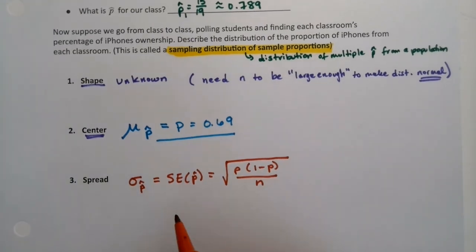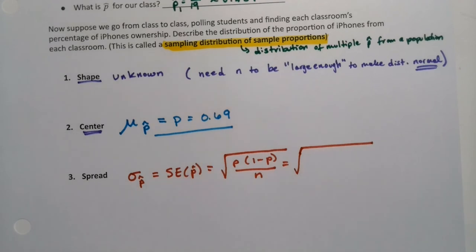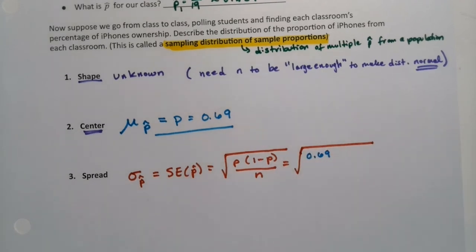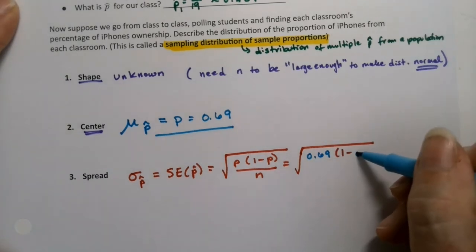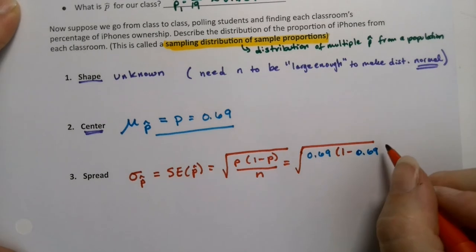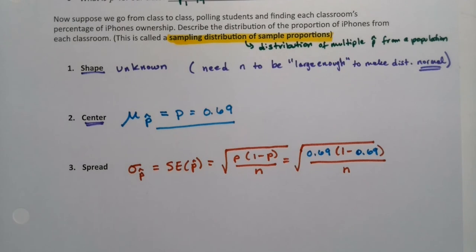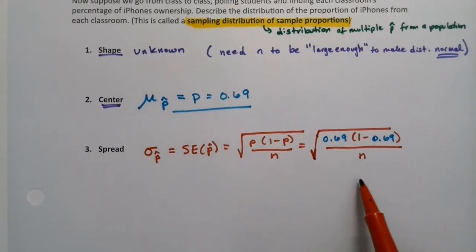So in our particular case, we should be able to substitute in what p was, which was 0.69, and then say 1 minus 0.69, and divide it by n. Now notice, it's a bit different than the one for sigma sub x bar, true, but they both still have the square root of n ultimately in that denominator.